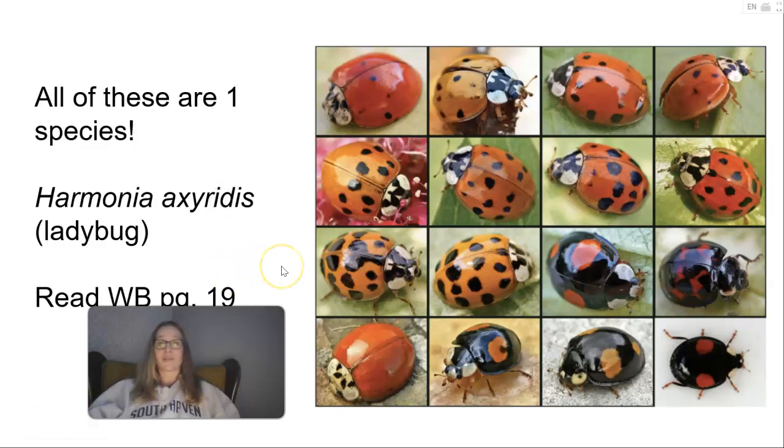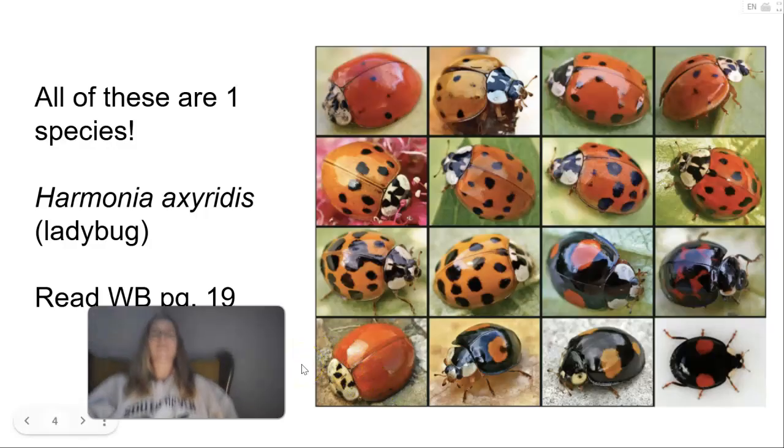All right, so actually these are all the same one species. This is a species called Harmonia axyridis. I probably said that incorrectly, but these are all ladybugs, and they come in a variety of phenotypes. We have a lot of natural variation in their traits. At this point I would encourage you to open up your workbook and read page 19. It tells you a little bit about ladybugs and their different phenotypes and some interesting fun facts about them.